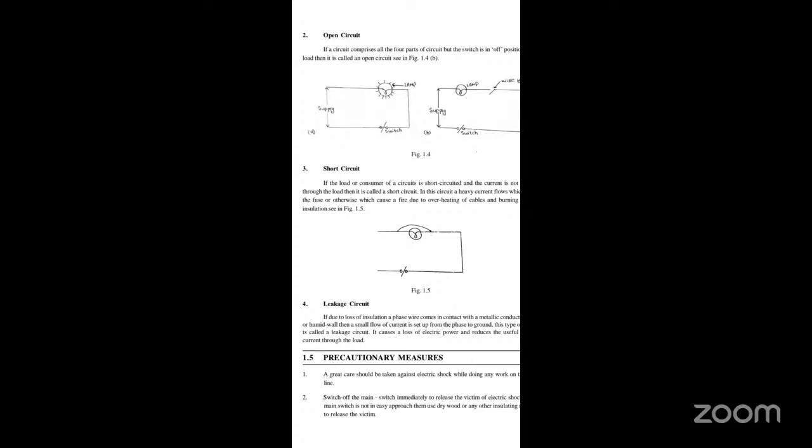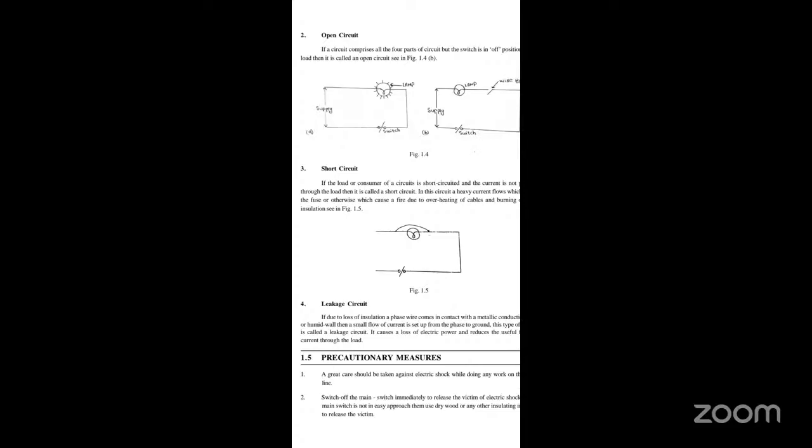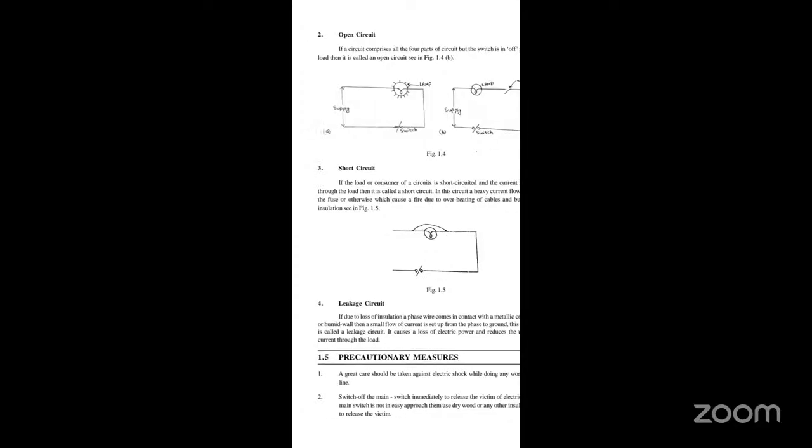Switch on, switch off. Open circuit. A circuit that comprises all four parts of a circuit, but with the switch in the off position, is called an open circuit. Switch in the on position means closed circuit. Switch in the off position means open circuit.